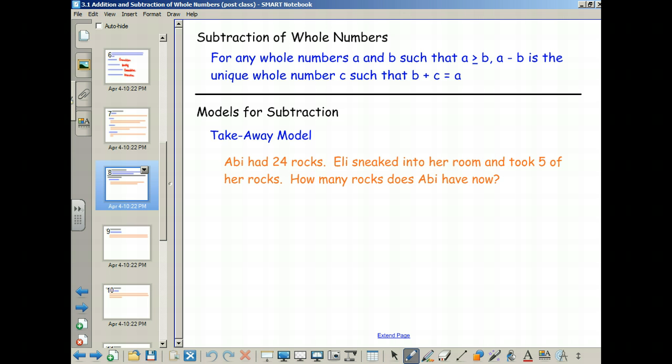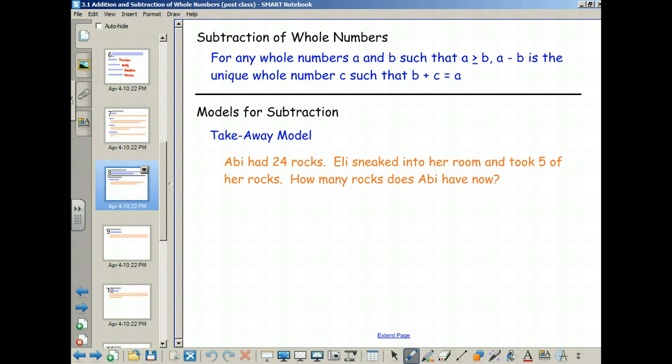All right, so here's the first one. It's the takeaway model. It's probably the most popular in terms of how we would describe subtraction. You say, well, you have some stuff and you take some stuff away. And that's sort of our mindset about that.